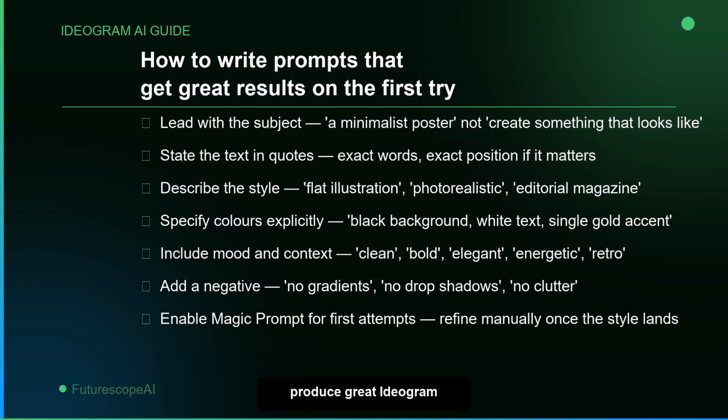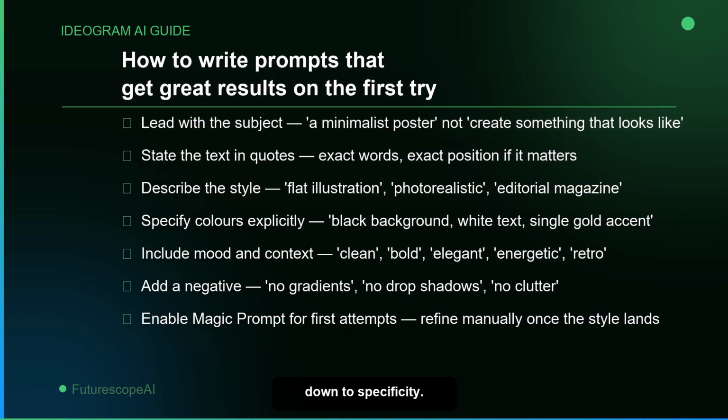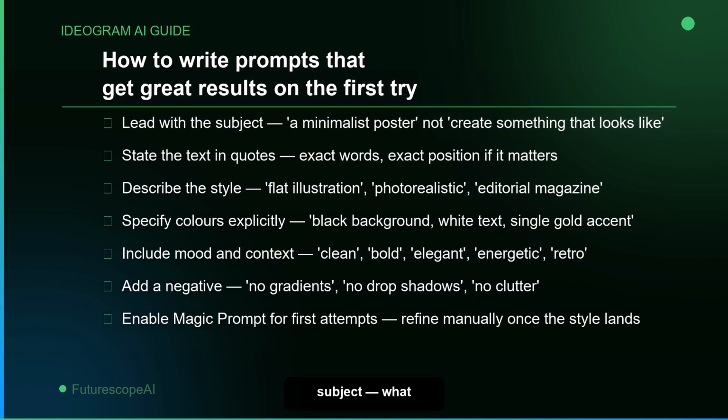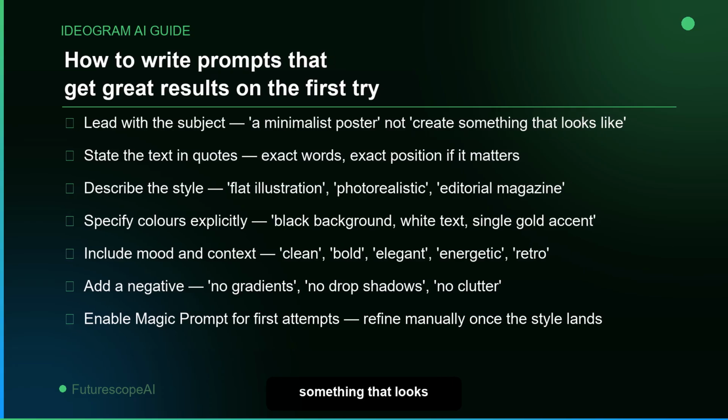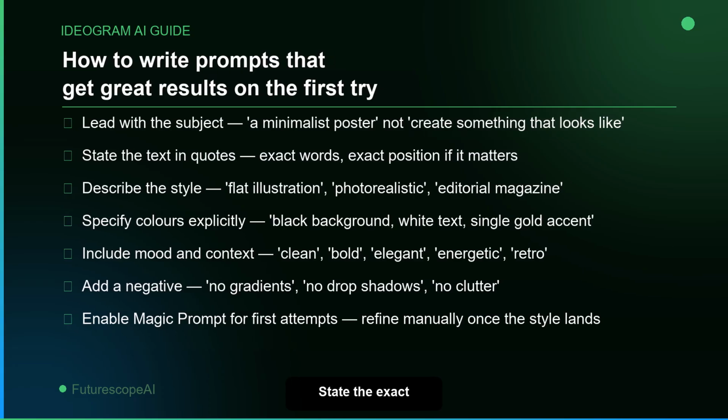Writing prompts that produce great Ideogram output consistently comes down to specificity. Lead with your subject. What is the image? Say, a minimalist poster, not create something that looks like a poster. State the exact text in quotation marks if text is part of the design. Describe the visual style using genre or medium terms: flat illustration, photorealistic, editorial magazine layout, vintage typographic poster. Specify your colors explicitly: black background, white headline, single gold accent. Vague color descriptions produce inconsistent results.